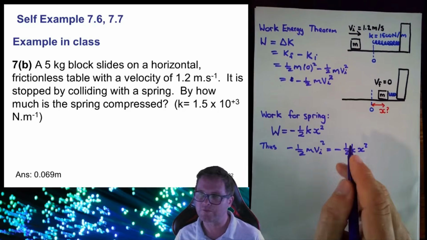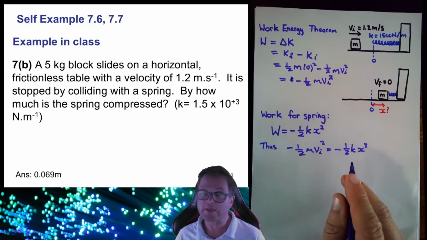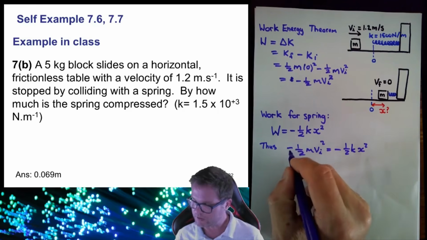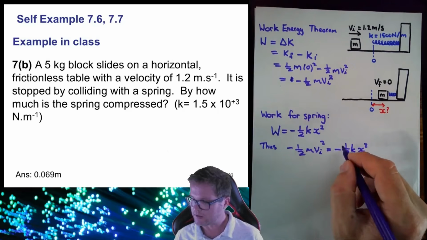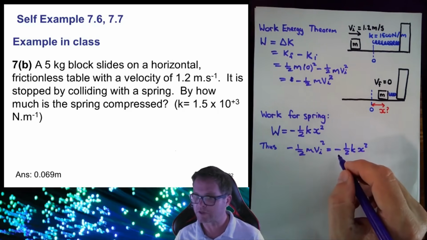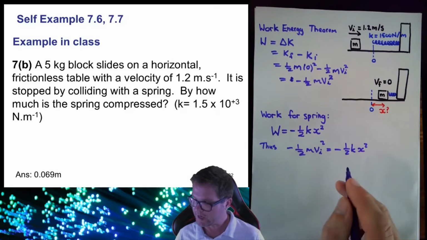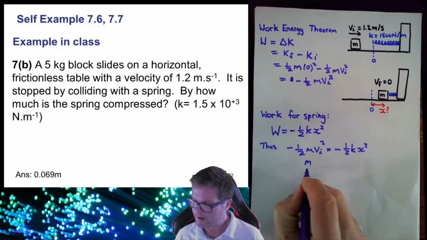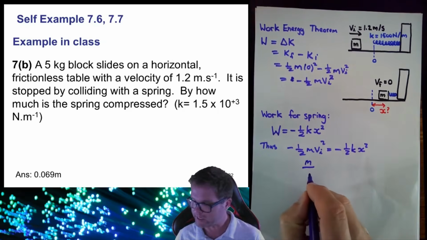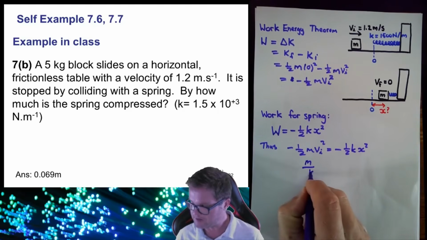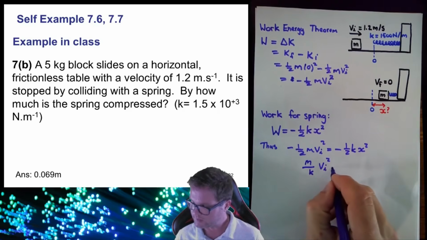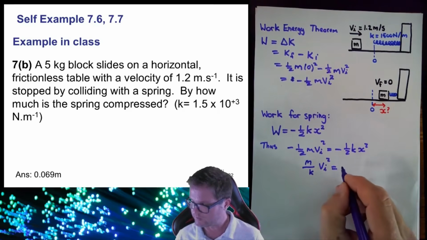What we're trying to solve for is x. So we can take this expression and rearrange it. You can see that the minus halves are going to cancel out, and then on this side we're going to have m divided by k times v squared is equal to x squared.